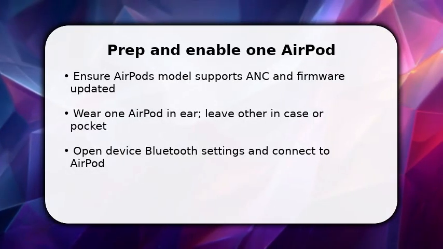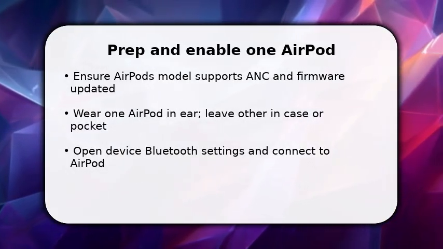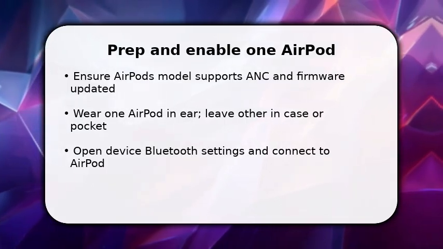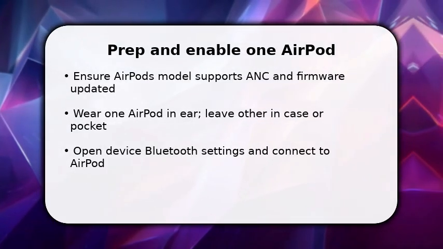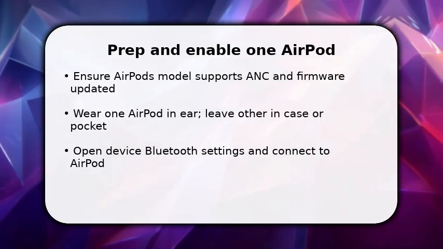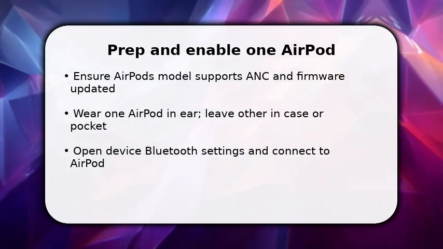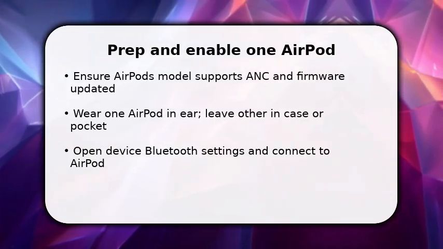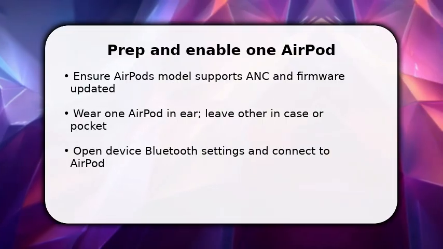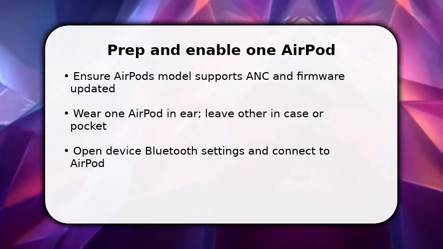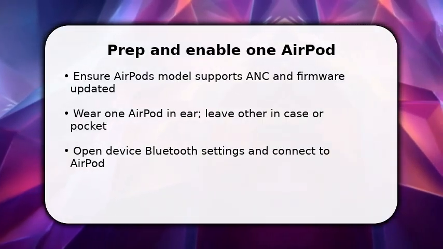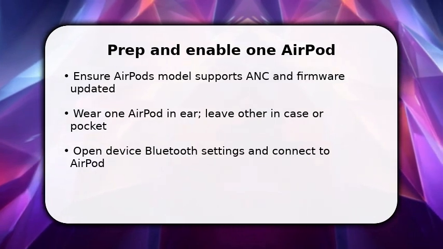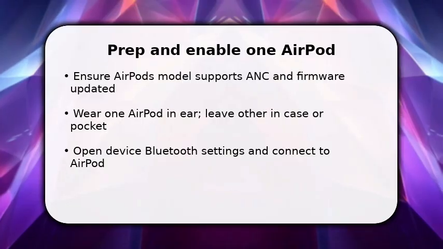You start by confirming your AirPod supports active noise cancellation and that firmware is current, because ANC requires model support. Once done, wear only the AirPod you want noise canceling on so sensors detect in-ear status. This tells the host device to route audio. Now open Bluetooth or Control Center on your device and connect. Make sure the single AirPod shows as active. This step establishes a stable audio link and lets you access noise controls for that single earpiece.